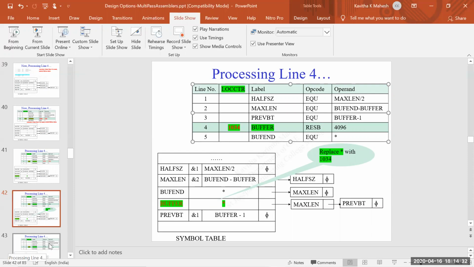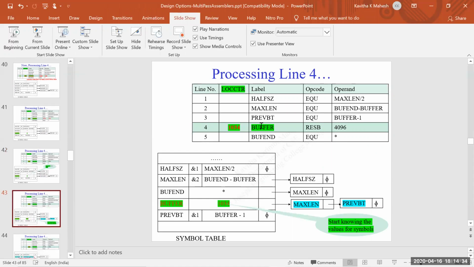So I show the status of the symbol table now. After processing line 4, we know the value of buffer. So at this point, we start getting the values for the symbols. Buffer is no longer undefined, its value is known. Since its value is now known, you can use it in defining other symbols. We know that there are 2 symbols which are dependent on buffer. Which are they? One is maxlen and one is previous byte. Can we go back and process maxlen and previous byte now? Yes, we can do that. I show it in the following slide.